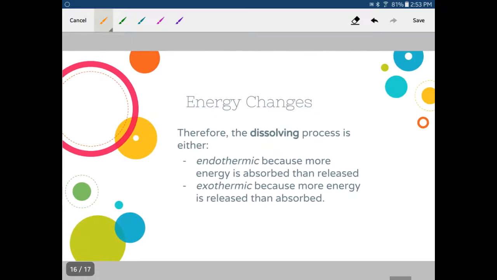So with our energy changes, the dissolving process is either endothermic because more energy is absorbed than released, or exothermic because more energy is released than absorbed, which I kind of alluded to at the end of that last slide.